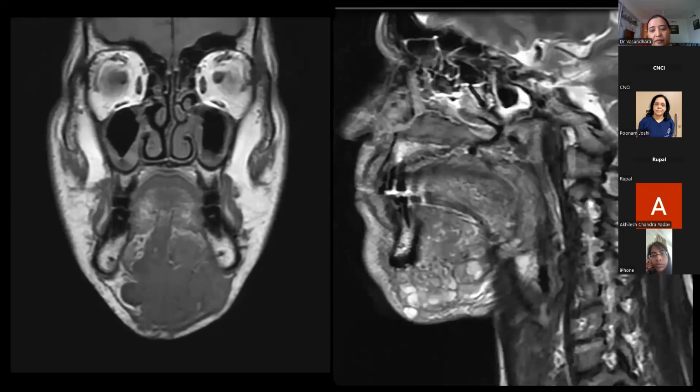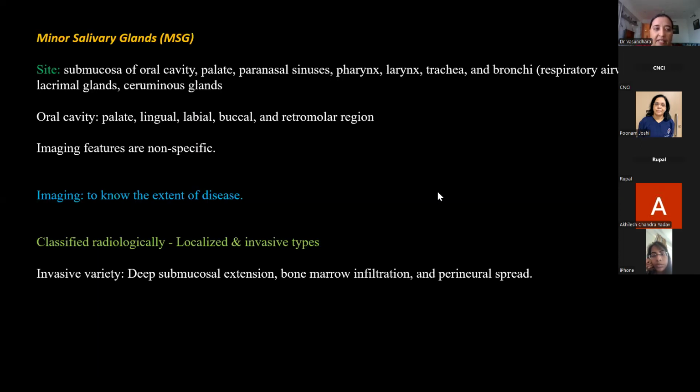Okay. Now, minor salivary glands. These minor salivary glands are submucosal, small clusters of cells in the submucosa, and they are present in the oral cavity, palate, paranasal sinus, pharynx, larynx, trachea, bronchi, lacrimal gland, and ceruminous gland. So the tumors of these we find at all these places. In the oral cavity, they are in the palate, lingual area, labial, buccal, and the retromolar area.